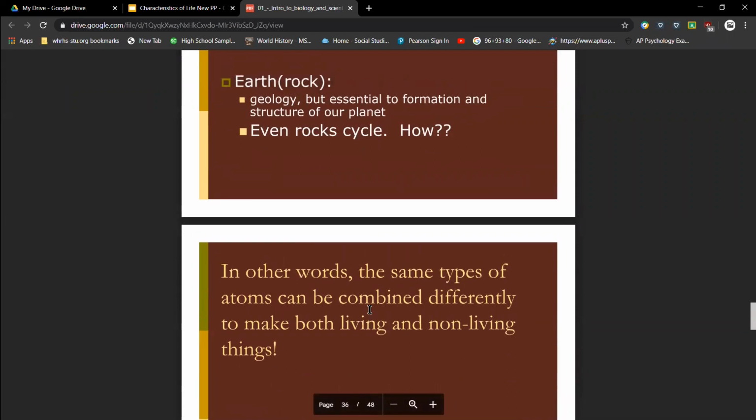So in other words, the same types of atoms can be combined differently to make both living and non-living things. For example, we saw that in rocks, we have phosphorus, sulfur, nitrogen, all of these things. And similarly, in humans, we have these elements. You have to understand that in chemistry, the way atoms are combined makes these molecules have different properties. For example, in living things, phosphorus might be used to make up DNA, but in non-living things, it might be used in the rock to make up a crystal structure. That's really important to biology: living and non-living things have the same elements, but they are just combined in different ways.